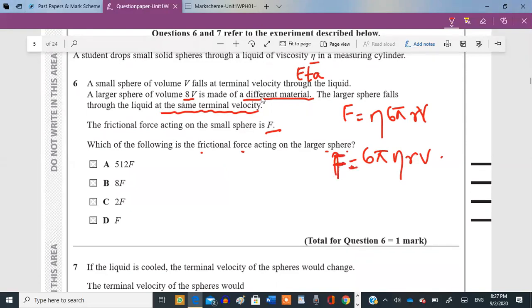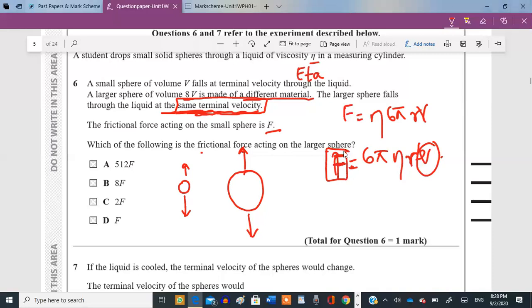Now they're saying that these two are traveling at the same terminal velocity. This means the force being applied on the larger sphere is the same as the force being applied on the smaller sphere. That is, the upward force and the downward force on both the spheres are balanced, due to which they move at the same terminal velocity. The radii are different, but eta is the same. The terminal velocity is also the same.